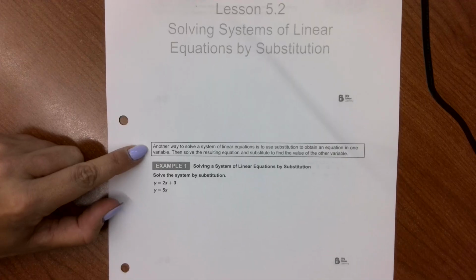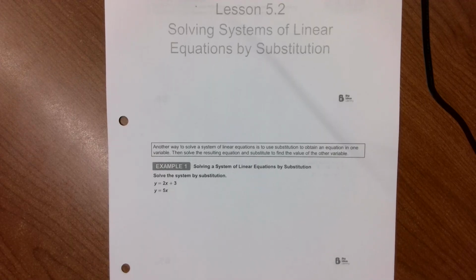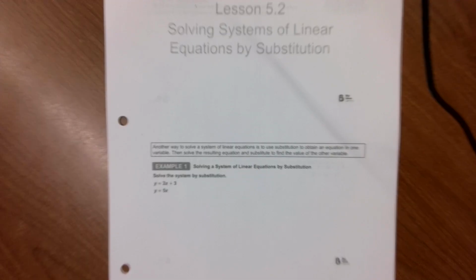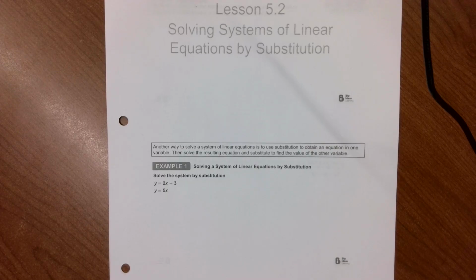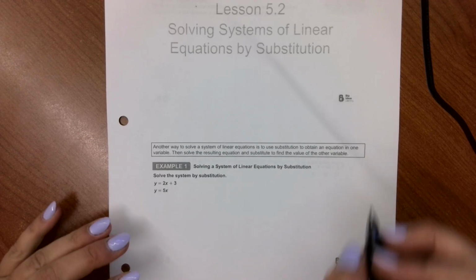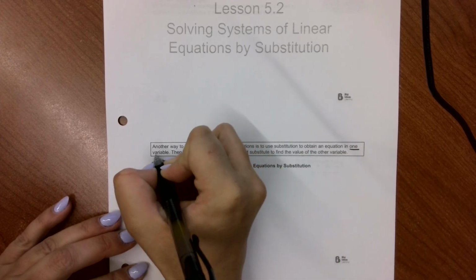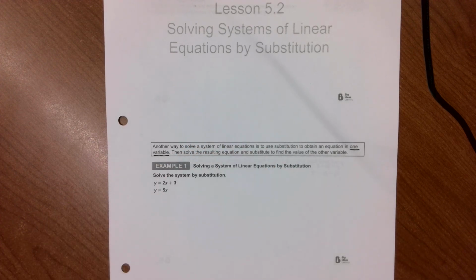As it says right here, another way to solve a system of linear equations is to use substitution to obtain an equation that only has one variable. That is the main point of substitution. You want to get rid of one of the variables so that you're left with just one. Then you solve that resulting equation for that variable, and take that value and substitute it back into one of the other equations to find the other variable.